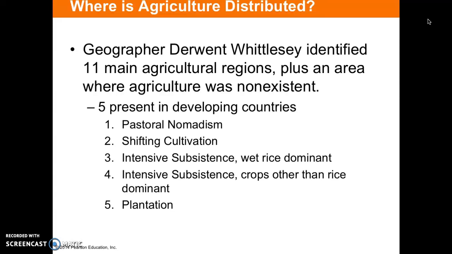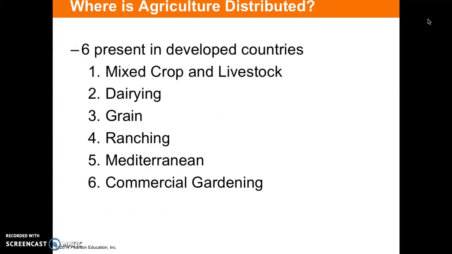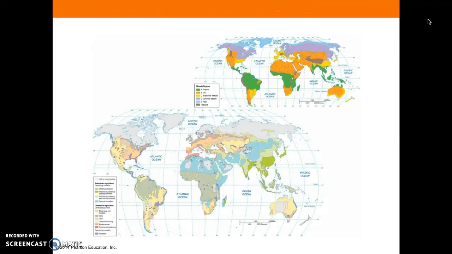One is pastoral nomadism, shifting cultivation, intensive subsistence with wet rice, intensive subsistence with crops other than rice, and a plantation type of agriculture. The 6 regions that you can find in developed countries today would be mixed crop and livestock, dairy farming, grain farming, ranching, Mediterranean farming, and commercial gardening. So here's the agricultural regions.